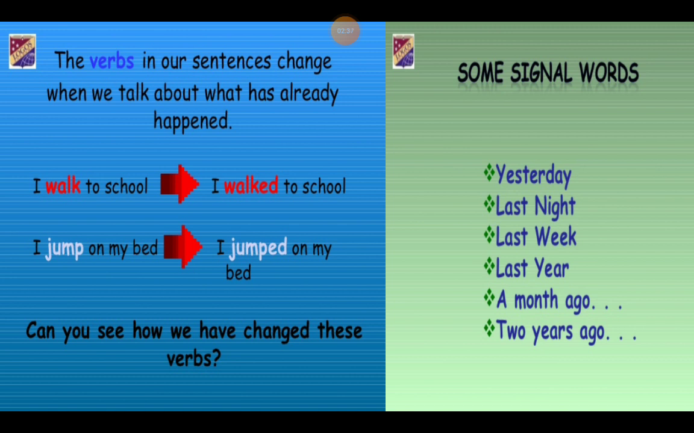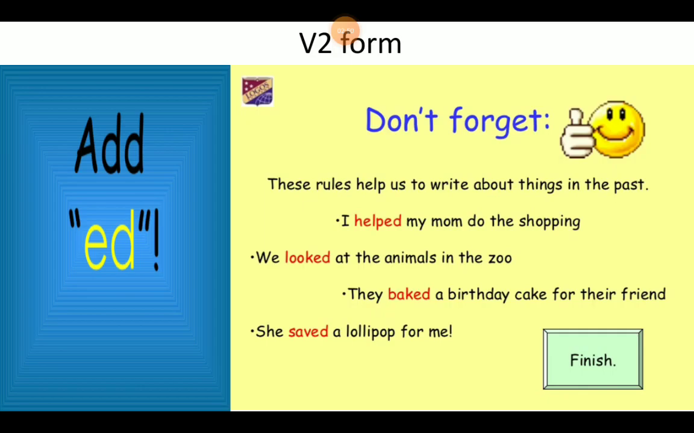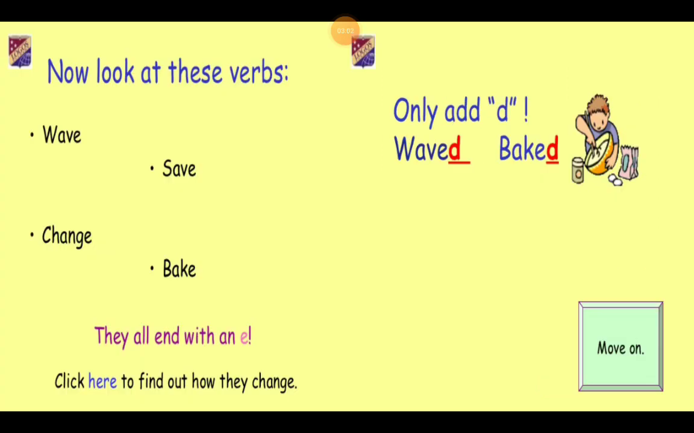And yesterday, last night, last week, last year, a month ago, 2 years ago, these are all the keywords or time phrases to denote past tense. These are all signal words to denote past tense. And then for V2 form, what we have to do? We should add ed at the end of the main verbs.